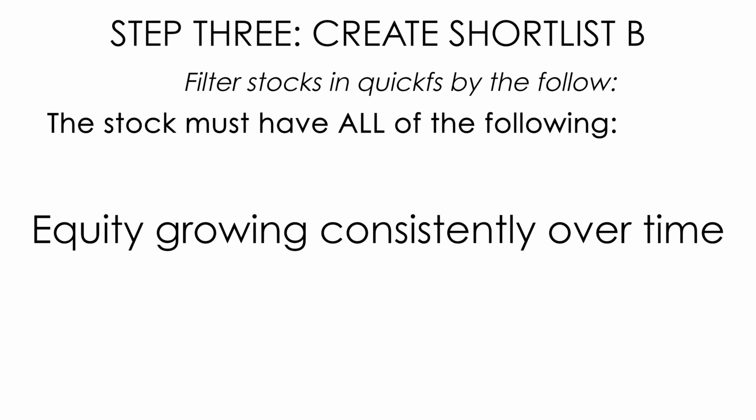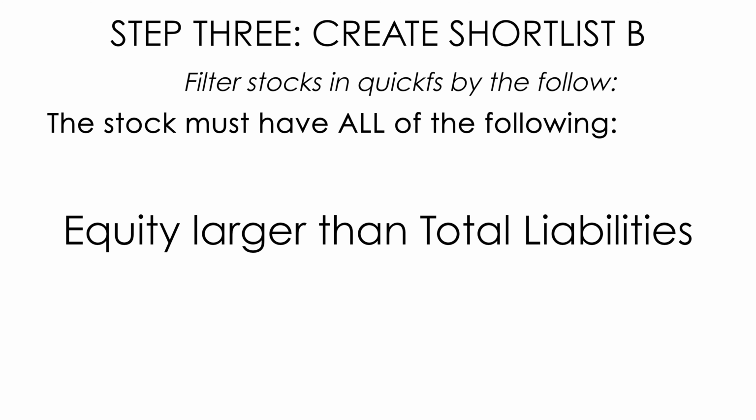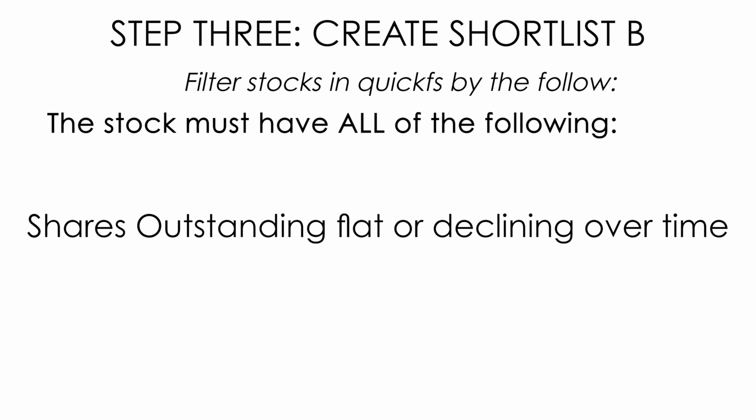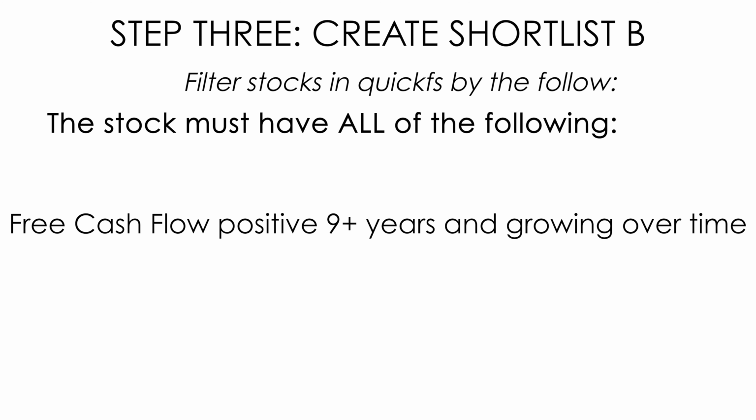Equity on the balance sheet should be consistently growing over the 10 years. Equity should be larger than total liabilities in the latest year. Current assets should be larger than current liabilities in the latest year. Shares outstanding on the income statement should be flat or declining over time. Free cash flow should be positive in 9 out of 10 years and growing over time. Again, we want businesses that are consistently cash flow positive. By filtering businesses by those criteria, you will eliminate 95 to 99% of businesses that were on Shortlist A, leaving just the businesses that are consistently profitable, growing over time, and with relatively low debt.